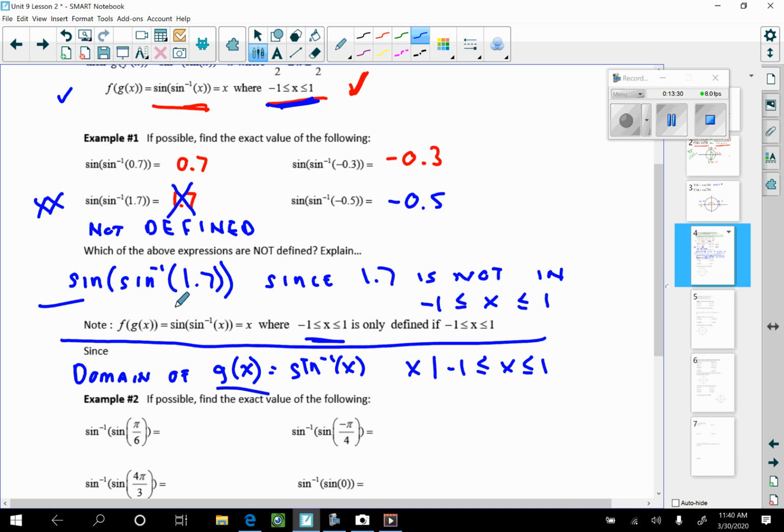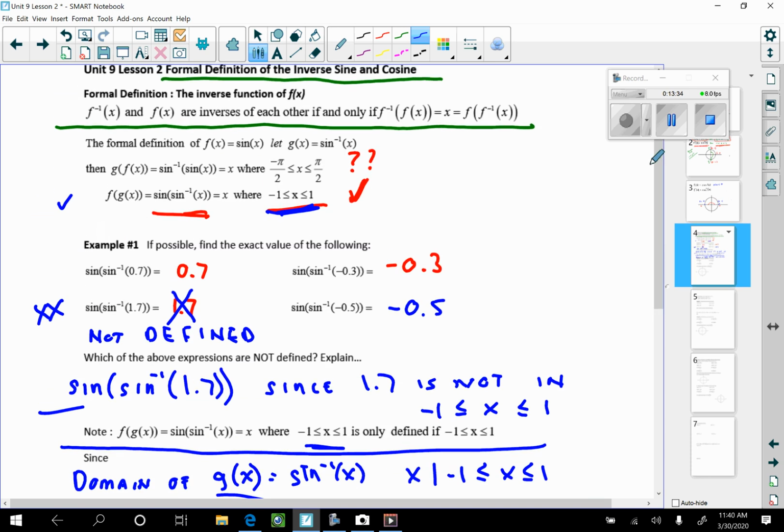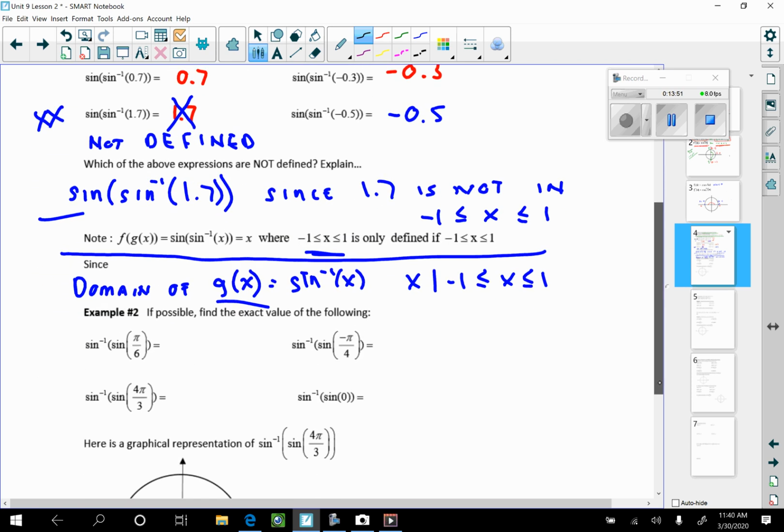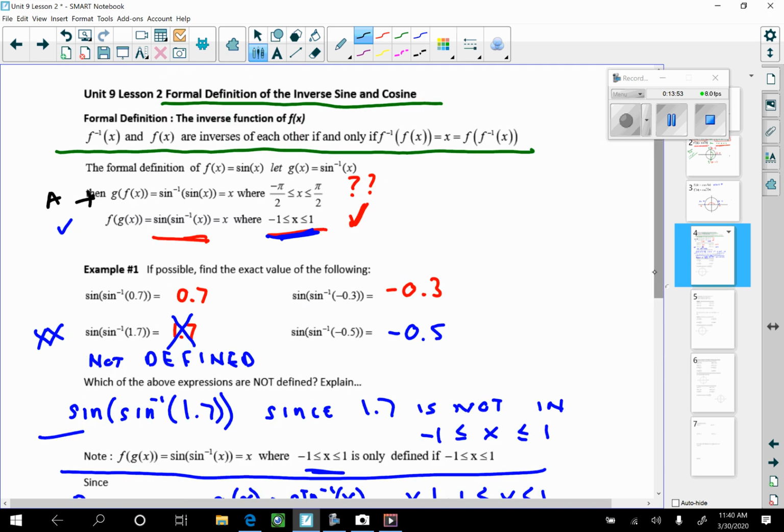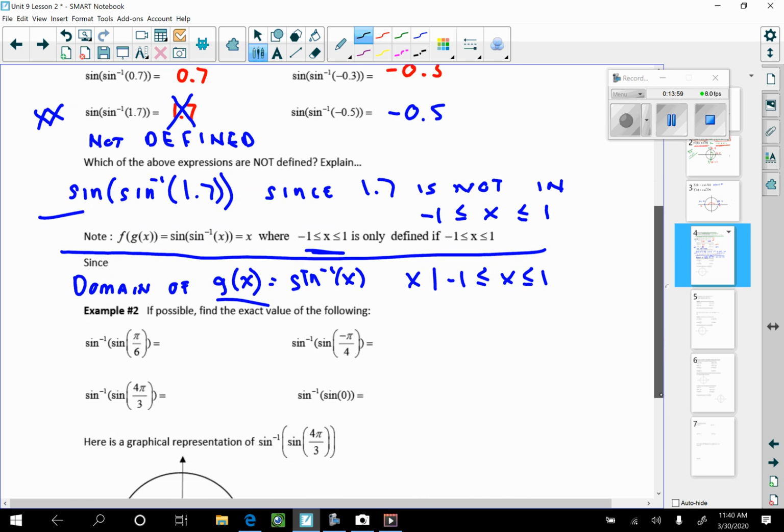Okay? So now let's look at example 2. Example 2 is going to deal with this particular portion of our formal definition right here. Inverse sine of sine. Okay? And what do we know? Well, the inverse sine of sine of x is x, where x is between -pi/2 and pi/2. All righty?